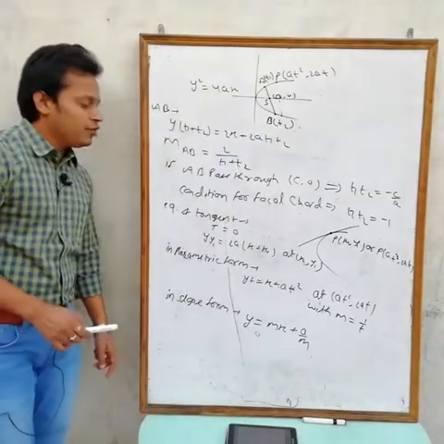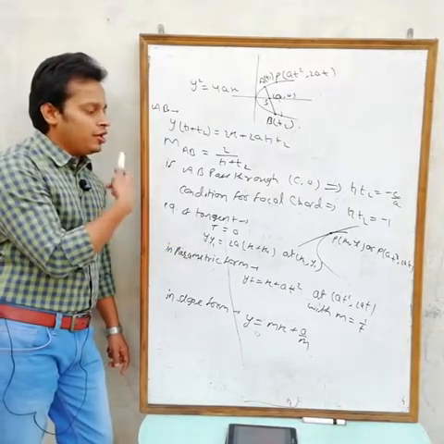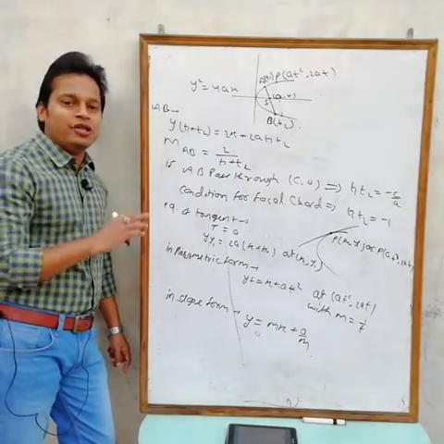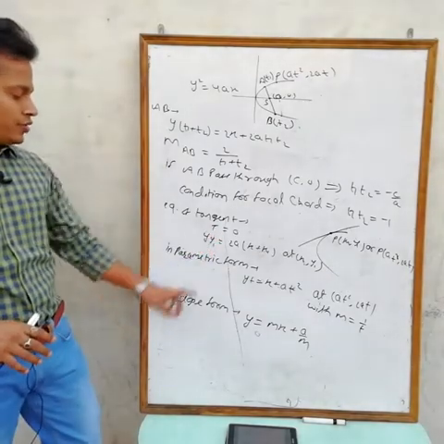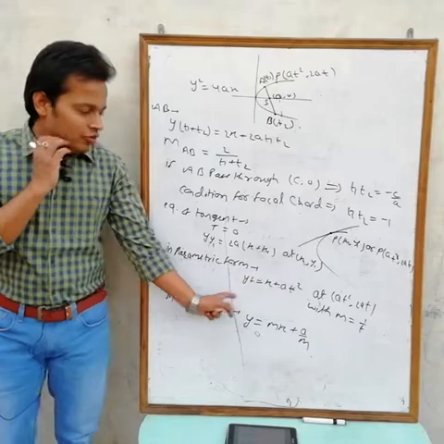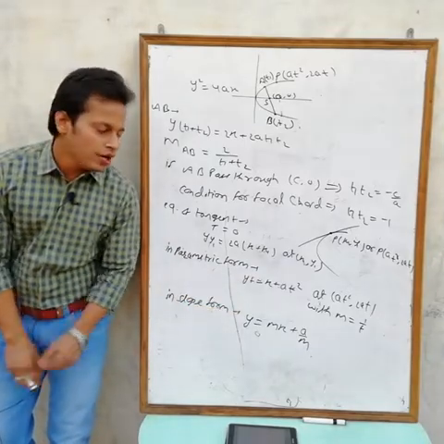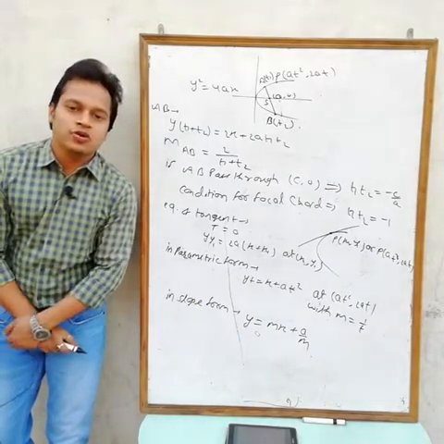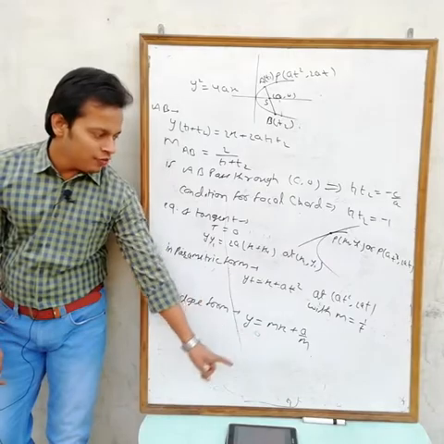So we have three forms of the equation of tangent. First this one: if directly any point on the curve is given, then use this one. Okay, there is no need to remember this one. In parametric form, the equation of tangent is yt equals x plus at square, and in slope form y equals mx plus a by m. Okay, here m is the slope of the tangent.